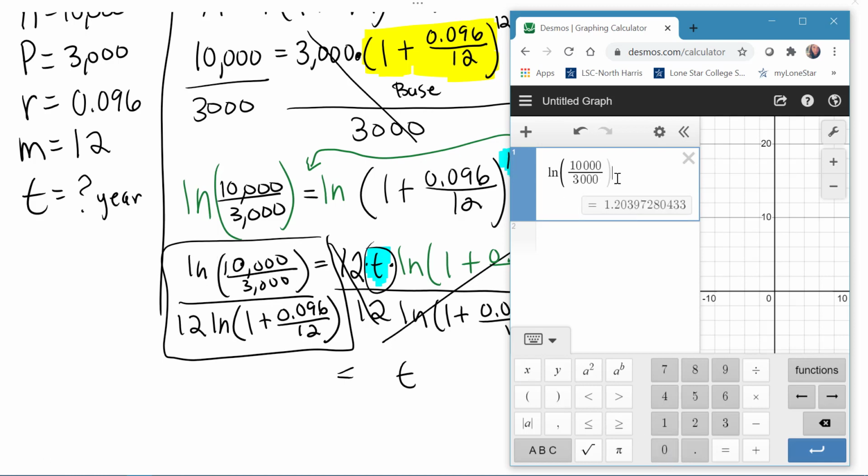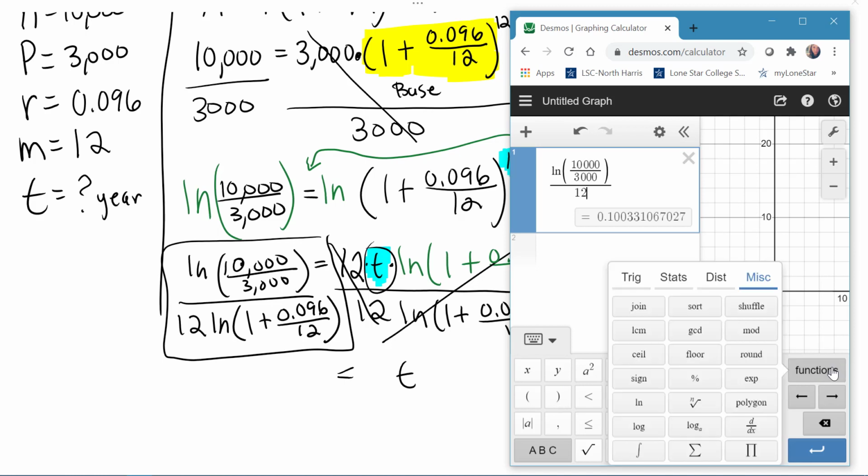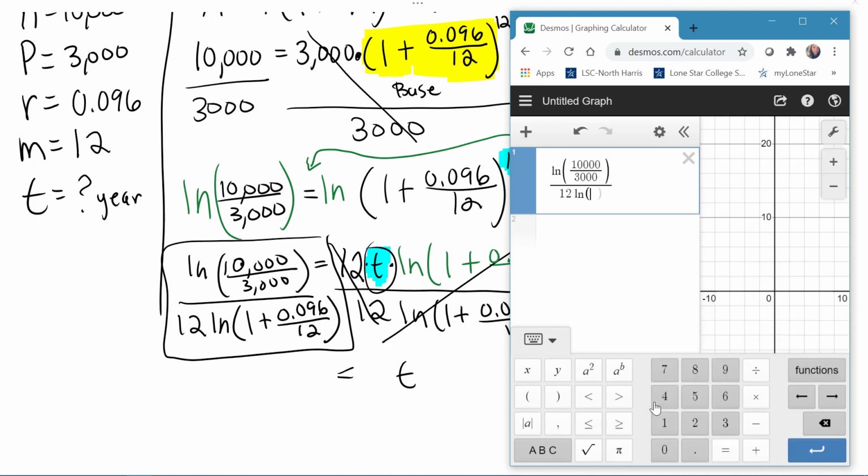I'm going to come outside of the parentheses, and probably the best thing to do in this case is to go ahead and highlight everything at the top of this fraction. So I want all of this to divide by everything I'm about to type in the denominator. So we want to make sure that fraction bar goes underneath the ln and also the parentheses. So now I'm going to type in 12 and then natural log again, and then the 1 plus the 0.096 divided by 12.